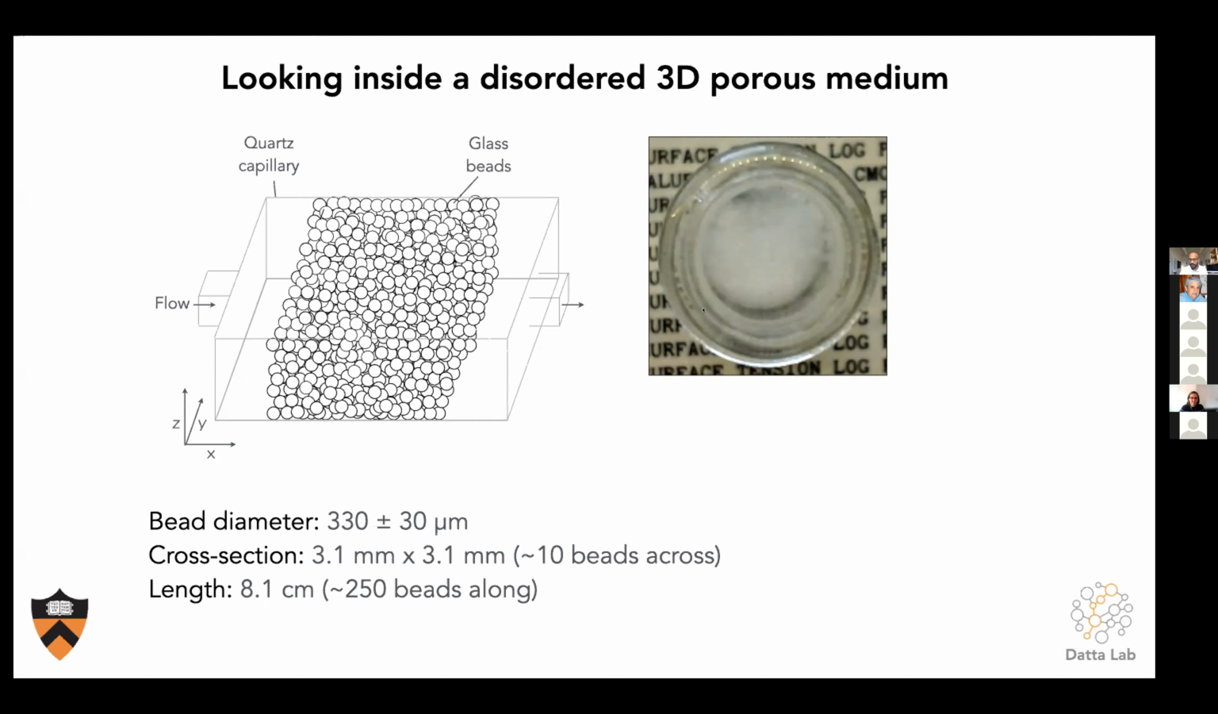And by the way, the beads that we use are around 300 micrometers in diameter. The porous media are typically tens of beads across and hundreds of beads along, right? But this is still opaque. We still can't see what's going on inside.